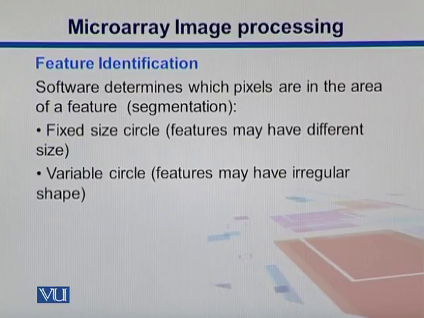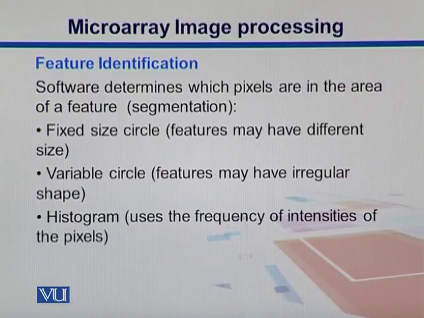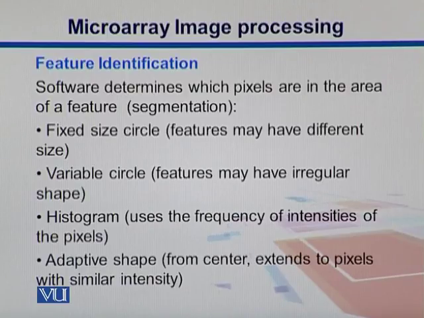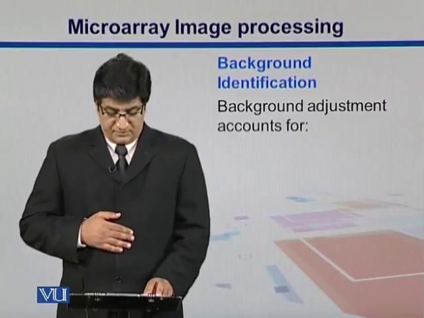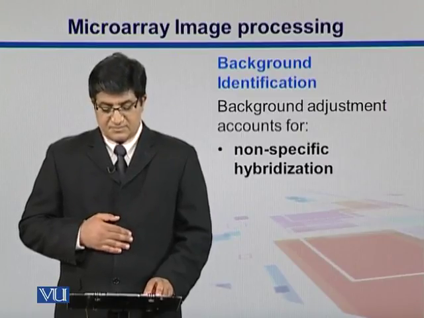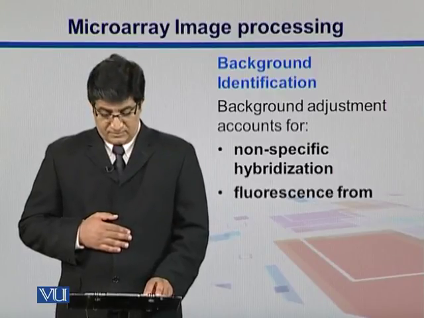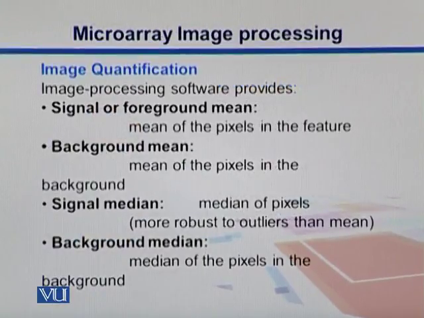We might have variable circles where we have irregular shapes, and sometimes they report histograms using the frequency of intensities of the pixels. Now we come to adaptive shapes. From centers they extend to pixels with similar intensity. So these are variable properties associated with these features. Background adjustments are important. The background accounts for non-specific hybridizations and some fluorescence coming from the glass. Image quantification is done by image processing software.